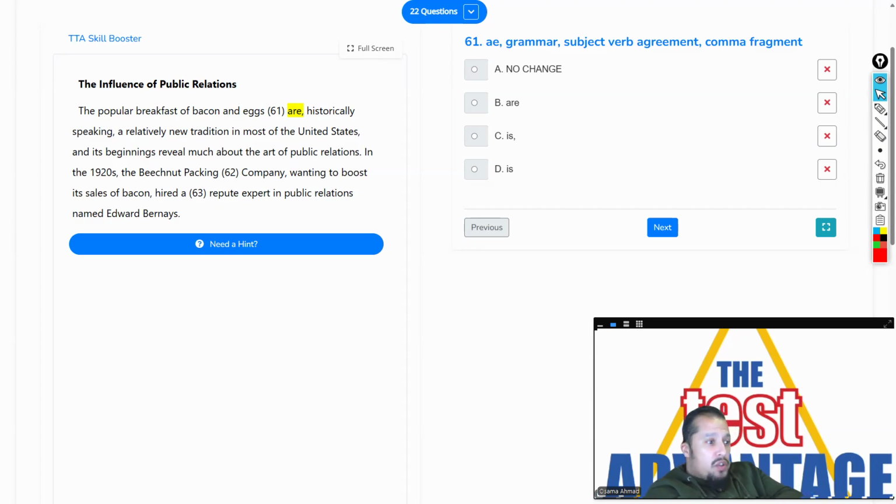Selma. Okay. Everybody got this wrong. صح. Avoid fragments. So ممكن تكتبوا لي السبجect والverb. So the popular breakfast of bacon and eggs are, historically speaking, a relatively new... What's the subject? What's the verb?